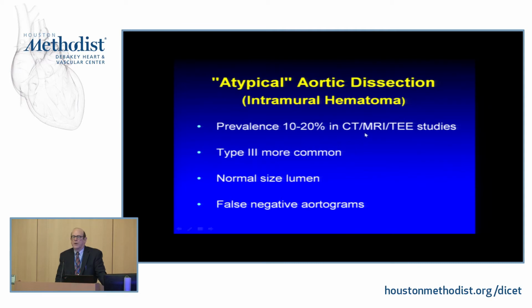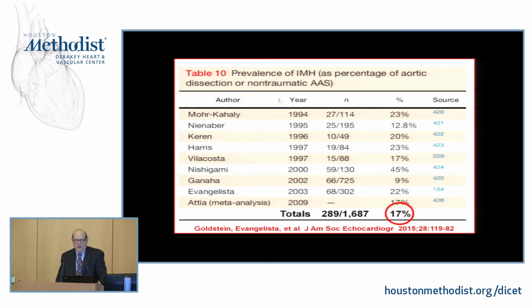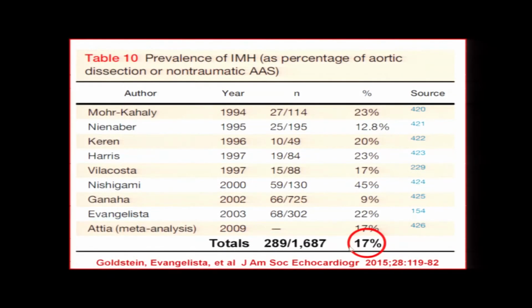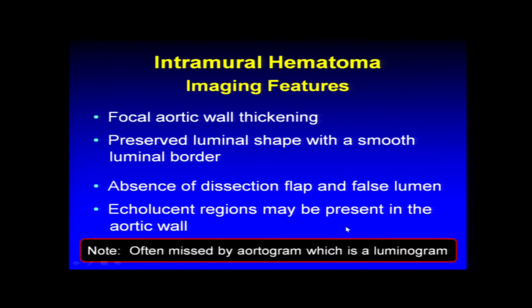These account for in the range of 10 to 20% of all aortic dissections, as opposed to spontaneous dissection, typical type, where type A is more common than B, that is ascending more than descending. These are more common in the descending thoracic aorta and I emphasize the normal lumen. This is a compilation of more than 1,500 patients collected over a 15-year period, and you see the percentage of intramural hematomas in these various studies averaging a little over 15%.